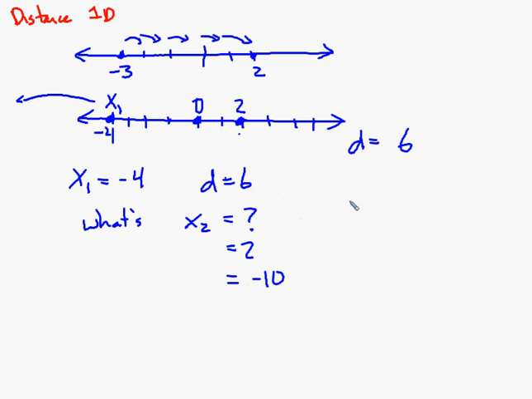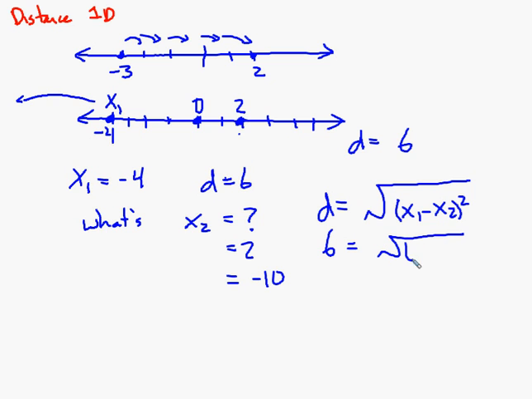But how do we get these algebraically? Well, our distance formula for 1 dimension, let's go ahead and use that other one: the square root of x1 minus x2 squared. The distance we want is 6, so we put a 6 in here. We know x1 is negative 4. To undo a radical, we square, so we square both sides.